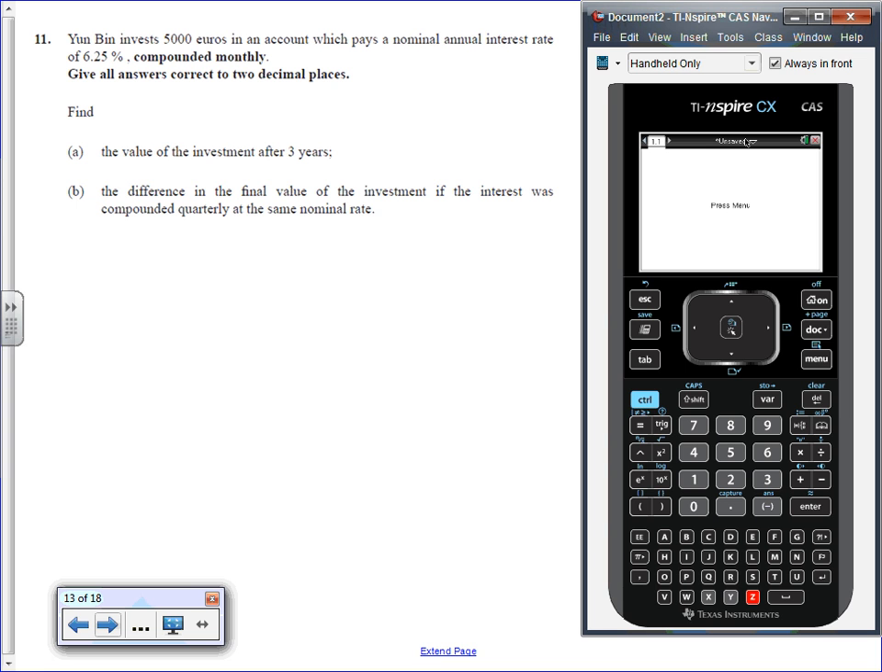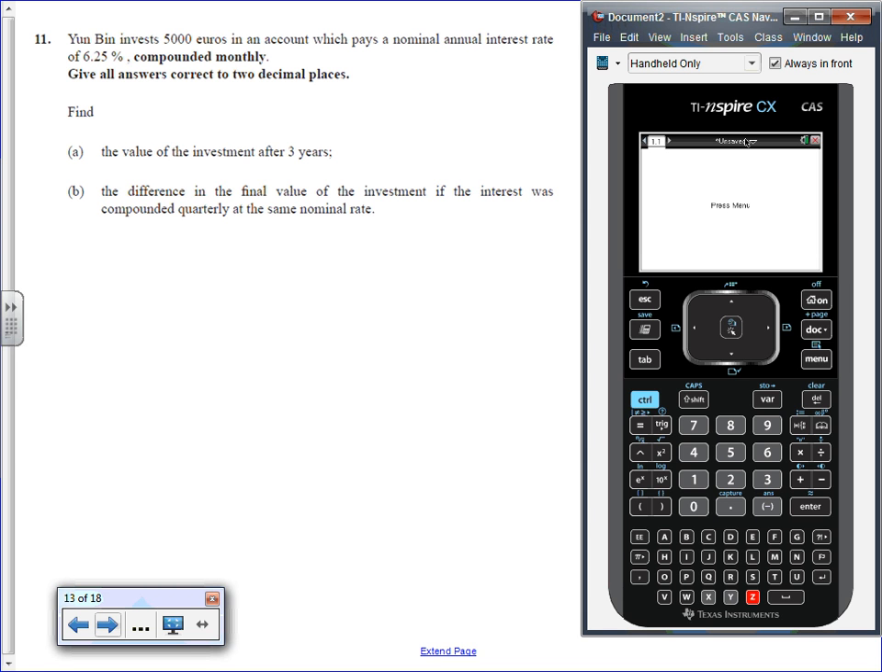All right, we have a financial math question. We are investing 5,000 euros at an interest rate of 6.25%, compounded monthly. So we're going to find the value of the investment after 3 years. We can use the formula straight from the formula booklet. We get credit for filling in the formula correctly, and then credit for evaluating it correctly.